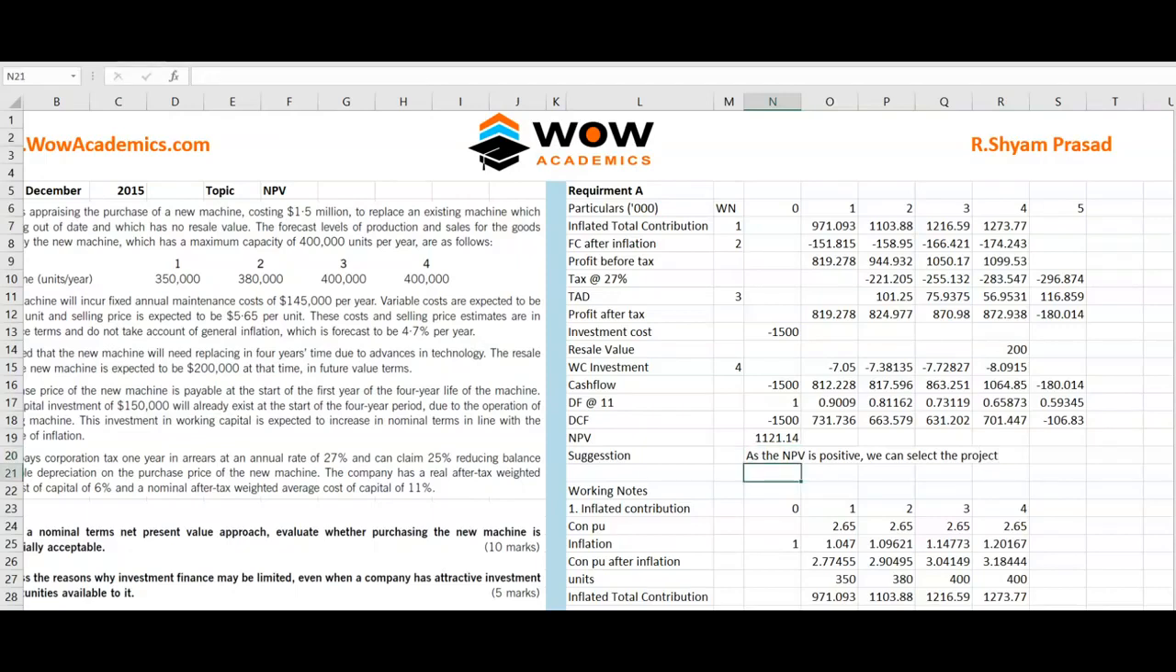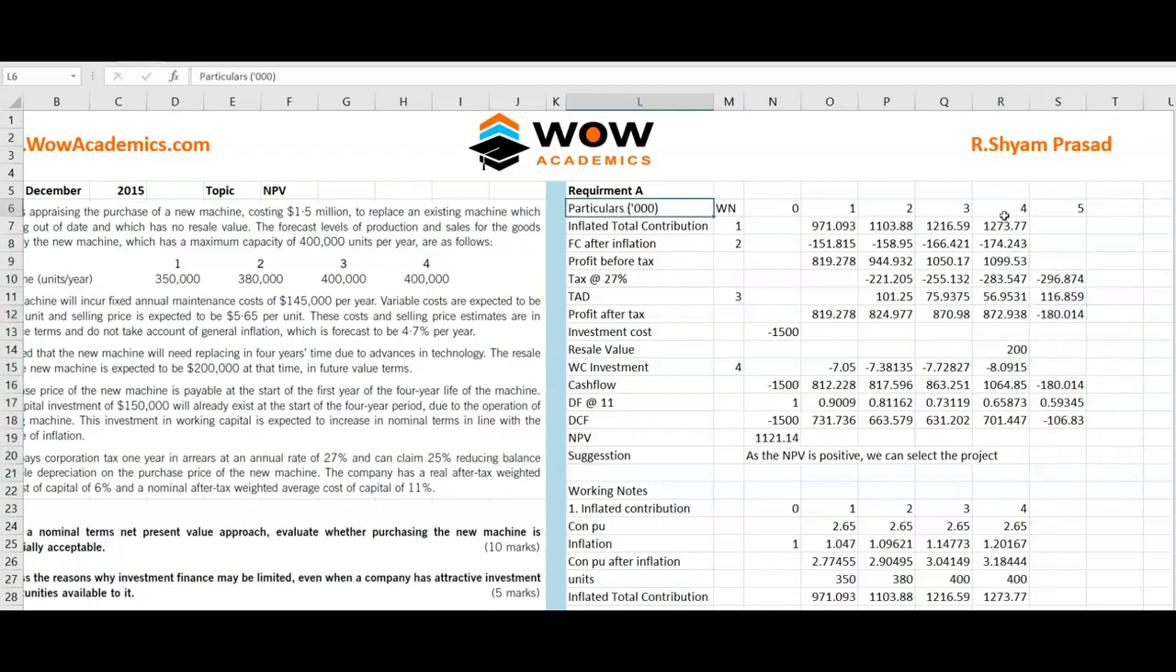Okay, so that's about it. We have finished the answer. The only small error that we made was the 200. We had it in the 5th year. Be careful because the year end of the project is the 4th year, not the 5th. The 5th is only for the tax computation purpose.